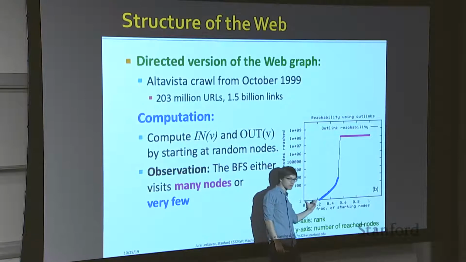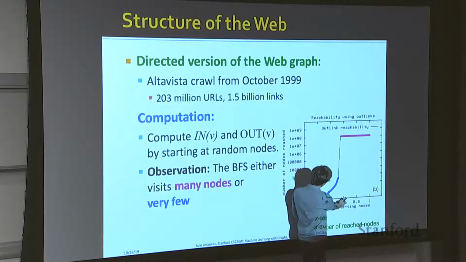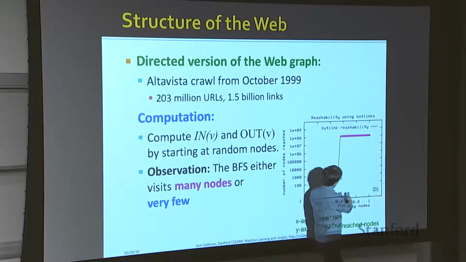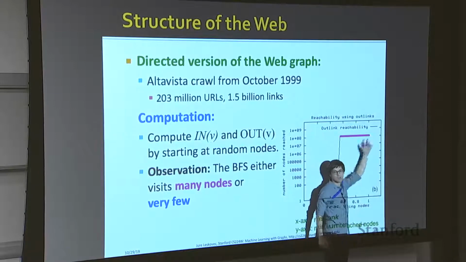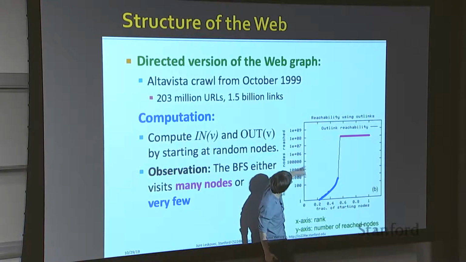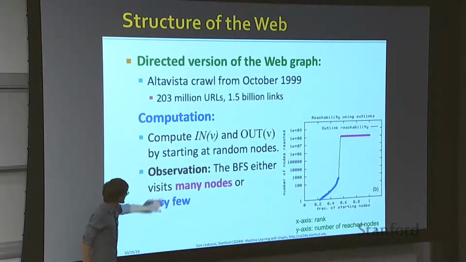Right? So you see that for about 20%, I cannot visit anyone. For 20 to, let's say, 50, I visit up to 100. And for the other half of the starting nodes, I visit a huge number. This is a logarithmic axis. So this is 10x, another 10x, another 10x. Okay? So that's the first observation.